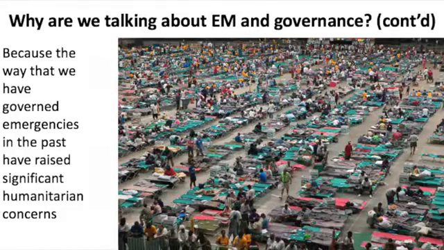So these are some of the reasons why we need to talk about governance and why it's important, very much important, to have governance arrangements in place and to have people who are ethical and accountable in relation to being able to action those emergency management governance arrangements. And of course, we've had circumstances in the past where emergency management governance has raised significant humanitarian concerns. But we'll talk about that more down the track.